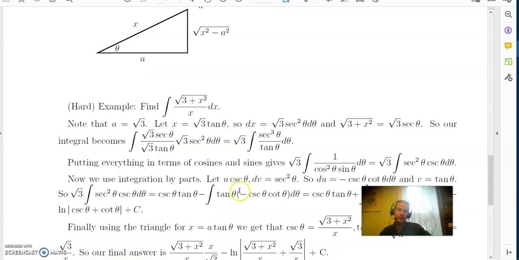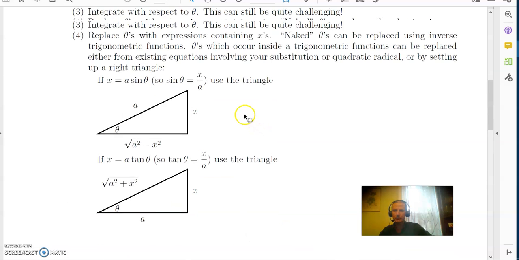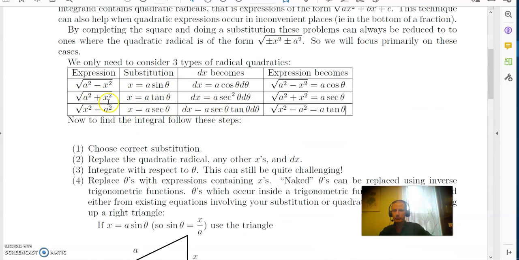Now for the rest of this video, I'm going to show you how we can use this to find an integral such as the integral of the square root of 3 plus x squared over x. So first, you've got to look at what quadratic radical we have here. And in this table, we can see that we've got one of this middle form, which means we want to let x be a tangent theta.